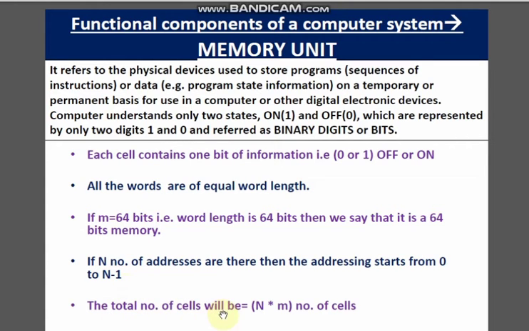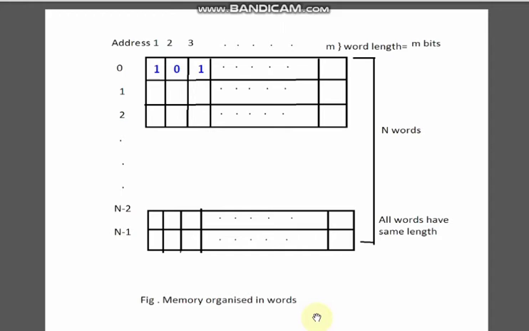The total number of cells will be n into m cells. Let us see what these n and m I am talking about are. Memory organized in words. Let us consider an arbitrary diagram of memory where there are cells. This is one cell, this is another cell, this is another cell, and each cell is holding a single bit of information. Now that bit of information can be 1 or can be 0.